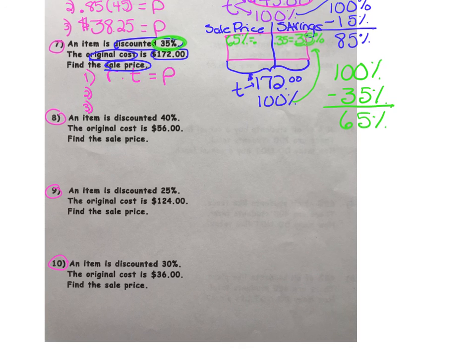Or, scoop, we have to spend at a rate of 65 cents of every original dollar. So, since it's the sale price that we're after, we're going to use that rate. 0.65 is our rate times $172. Finish out this problem and complete the rest of the problems on this page. This concludes page 4.